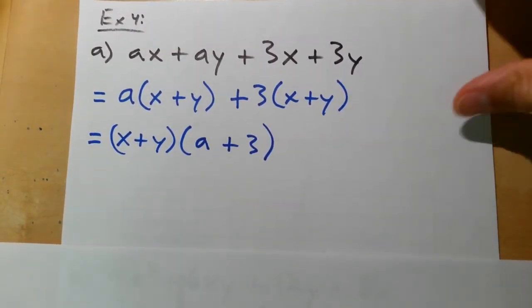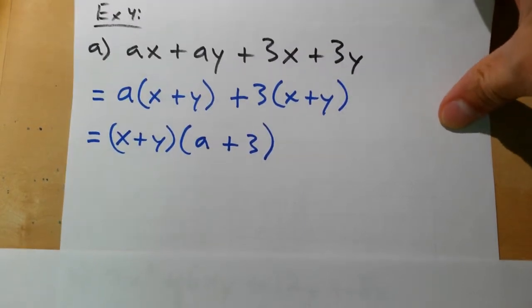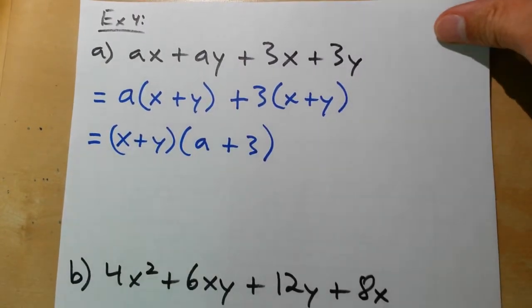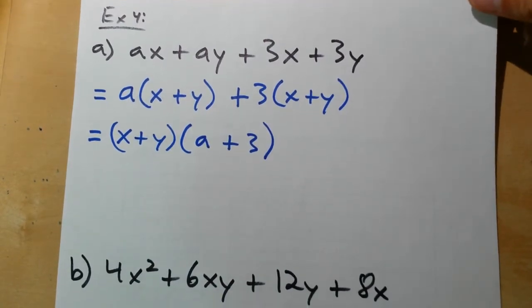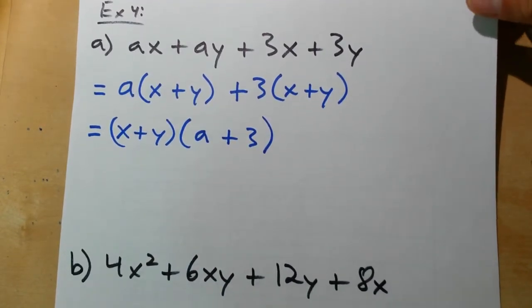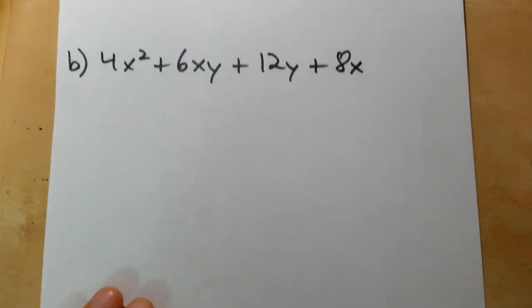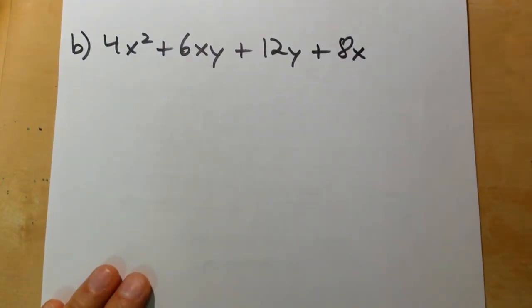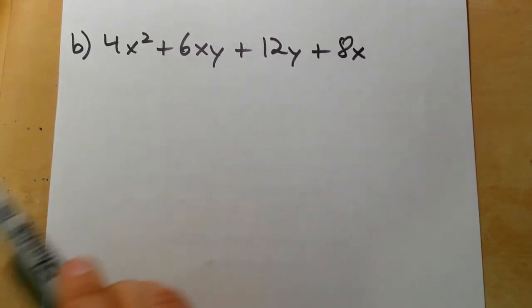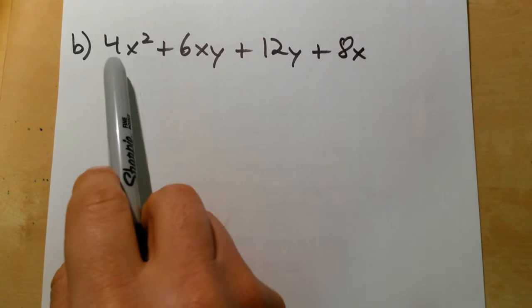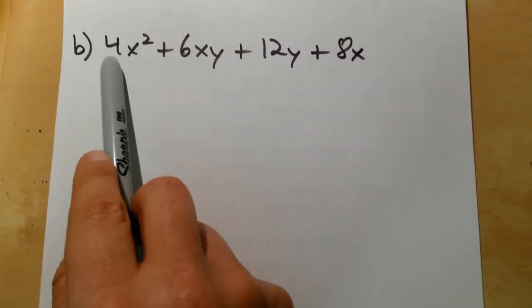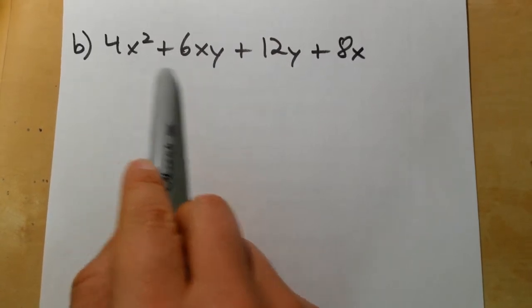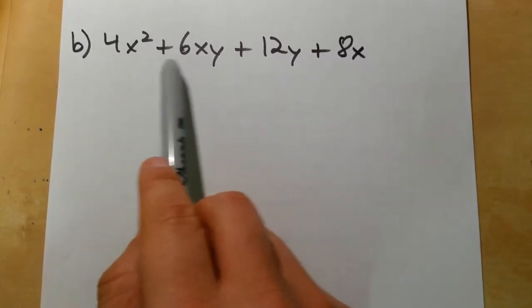Let's look at the next example, and that's this one: 4x squared plus 6xy plus 12y plus 8x. So make sure you take notes as you go along with this. Let's look at this one now. Same thing. Here, we can see that these two have something in common. That will be the x. They also have, what's common between the 4 and the 6? Well, the 2. That will be the greatest common factor.